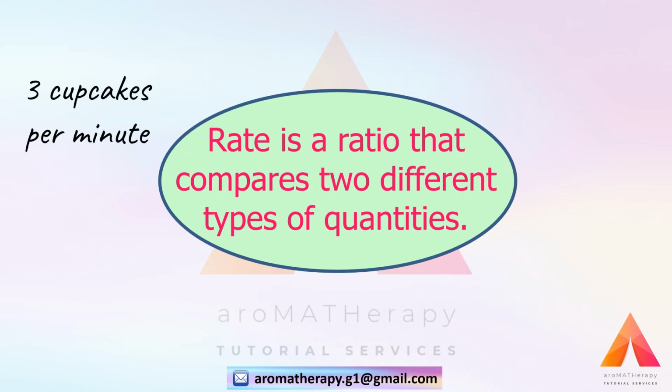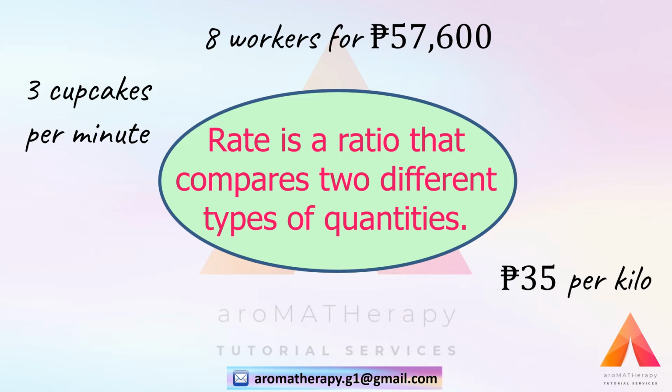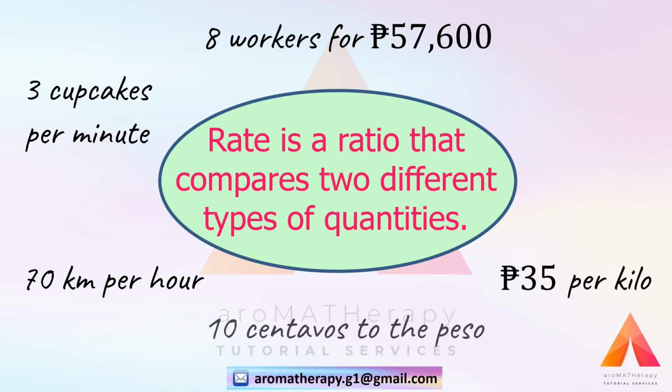Say for example, we have 3 cupcakes per minute, 35 pesos per kilo, 8 workers for 57,600 pesos, 70 km per hour, 10 centavos to the peso, and 12 liters per week. Take a look at this one. These examples use per. Look at the words that they use.